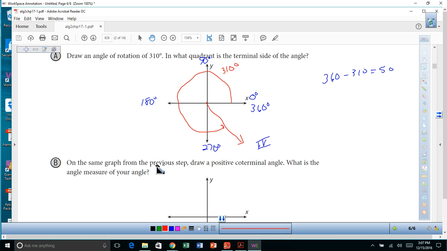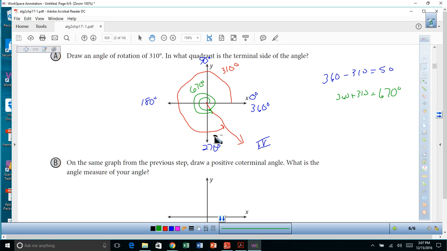On the same graph from the previous step, draw a positive coterminal angle. What is the angle measure of your angle? So a positive coterminal angle. It has to stop here. Well, let's start here, and so that's 360 degrees. And we come back around here, and what is that? Well, 360 degrees plus 310 degrees, I get 670 degrees. So this one is 670 degrees.